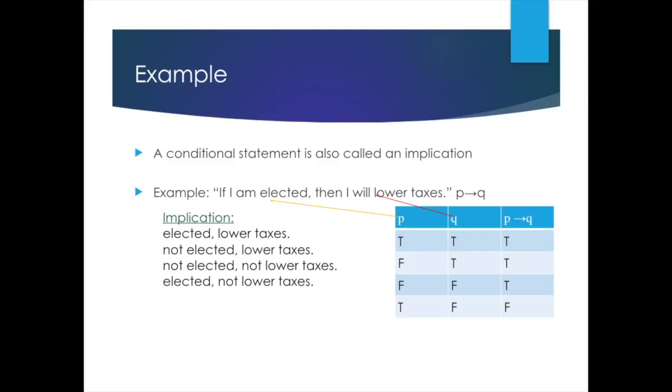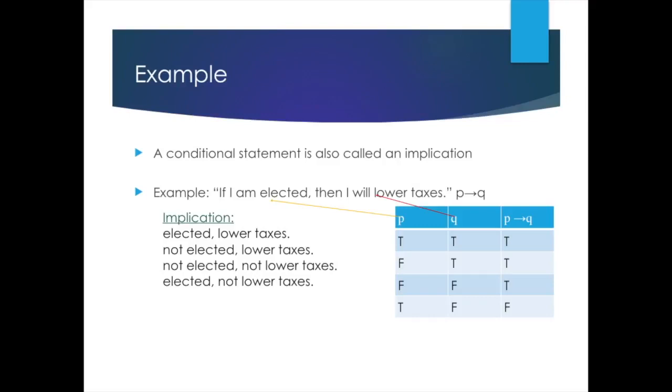Now look at the second one. I have not been elected, but taxes get lowered by somebody else. I don't care, but this is what happened. So I have not been elected, so this is false, and the taxes have been lowered by somebody, and this is true. False implies true gives the result as true. Because here the conclusion happens to be true based on a different condition, but not this condition. But it is true.